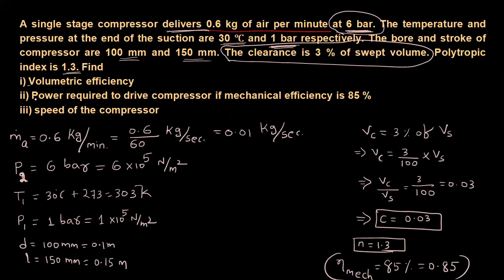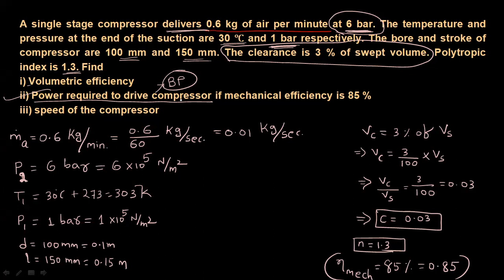What is the next part? The next part is regarding the power required to drive the compressor. This power required to drive the compressor is nothing but brake power, because to run the compressor, we supply power through the motor to the crankshaft of the compressor, and from the crankshaft we get brake power. So in point 2, indirectly he is asking us to calculate brake power.